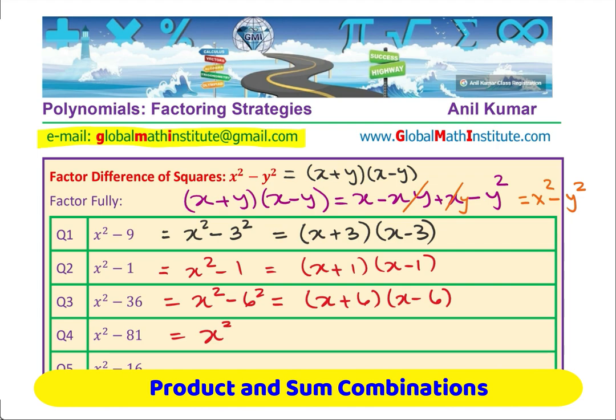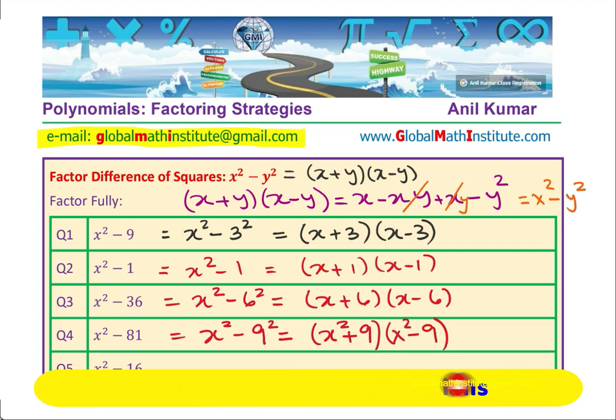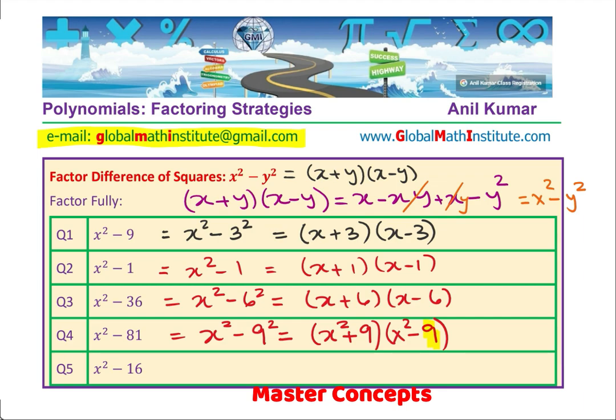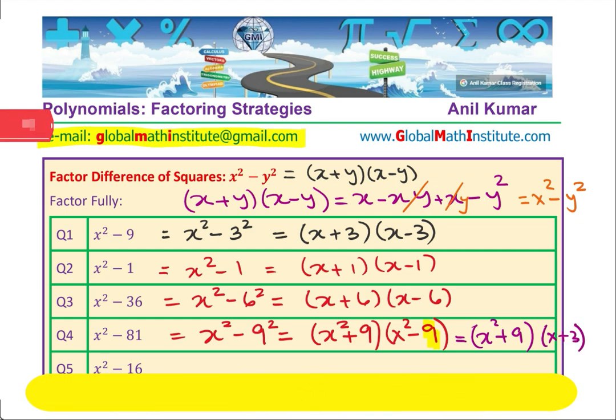X squared minus 81. So square root of 81, what is that? Well, it is 9 squared. So we know this should be x squared plus 9 times x squared minus 9. Now here is a very important part. You can notice that 9 is also square of 3, right? That means I can further factor. Perfect. So I will now write it as x squared plus 9, which cannot be further factored. However, the second factor can be written as x plus 3 times x minus 3.